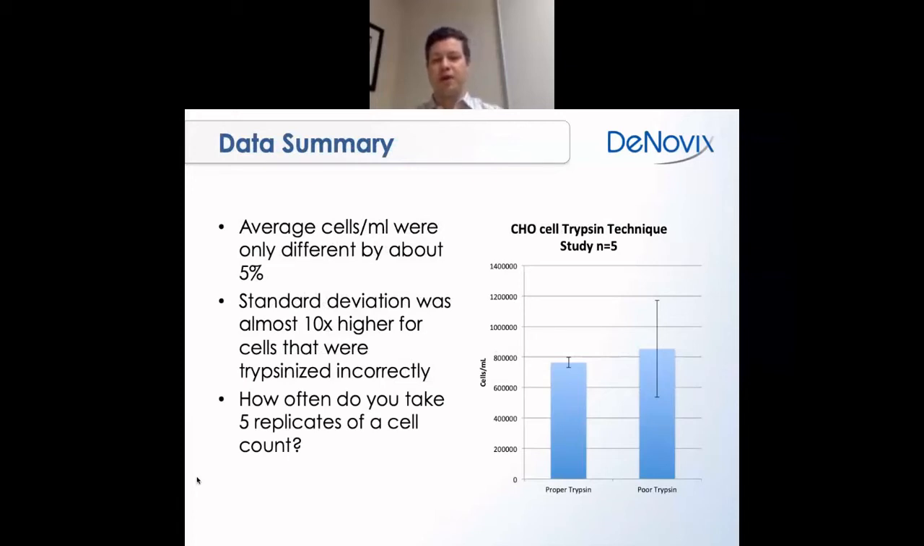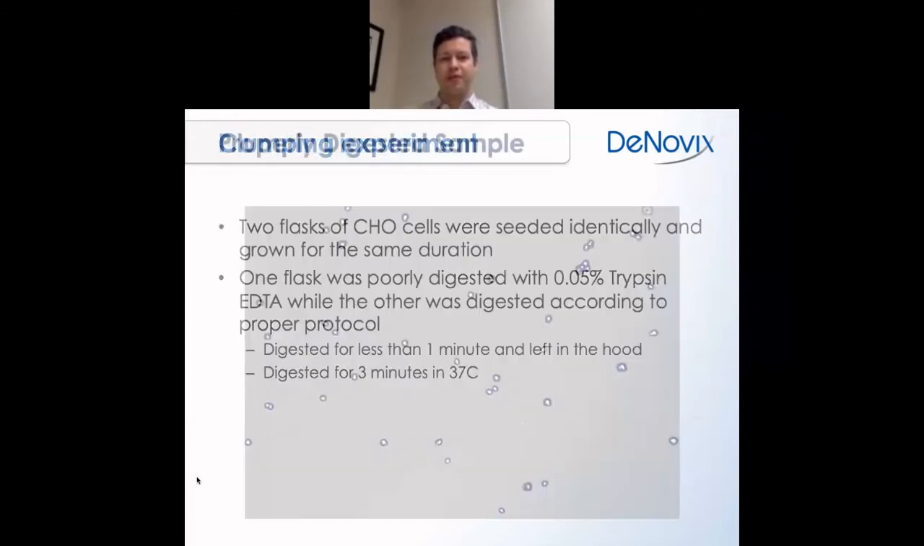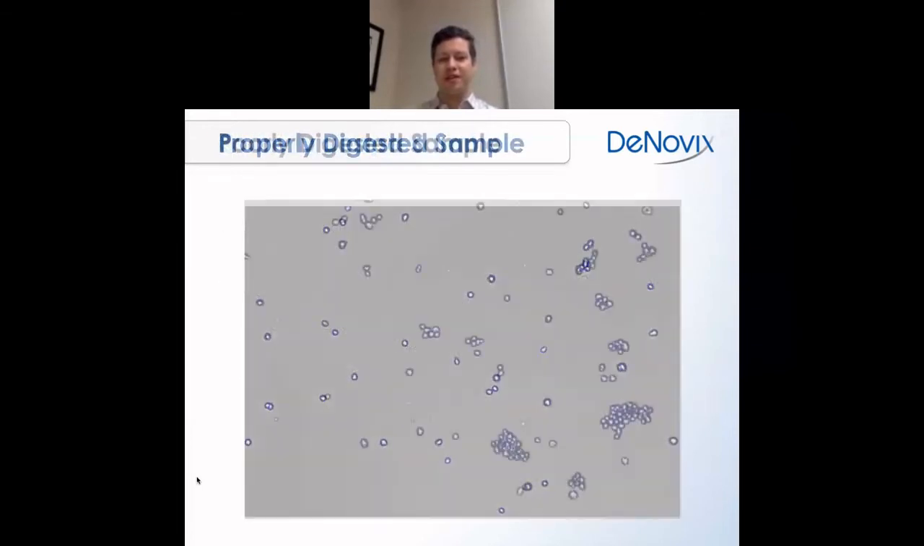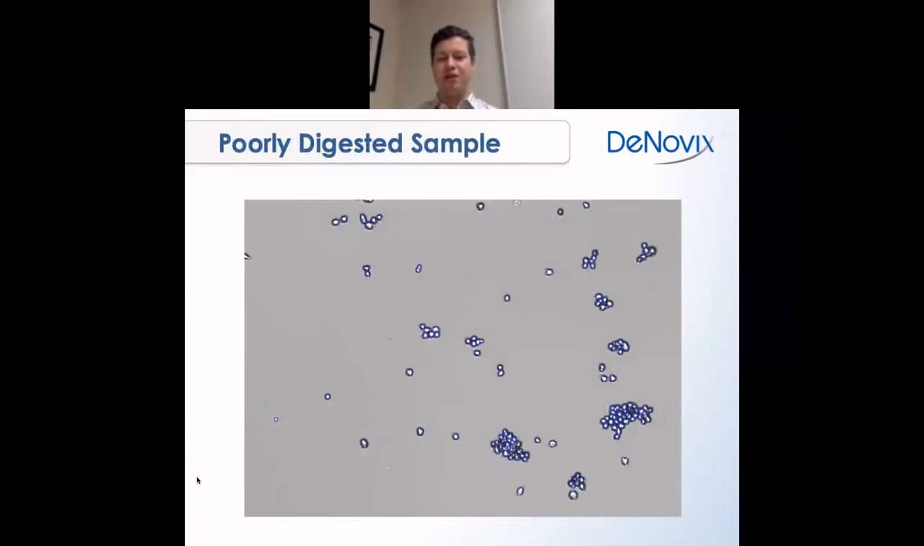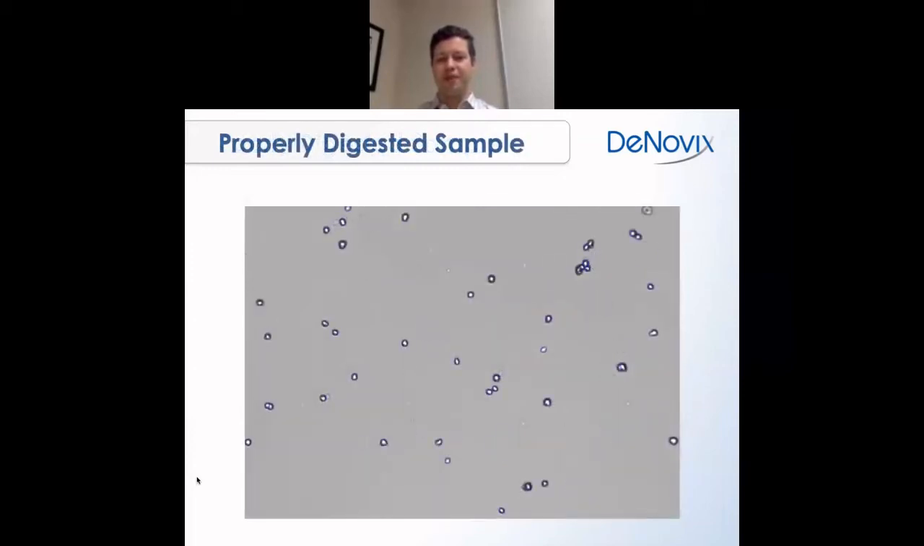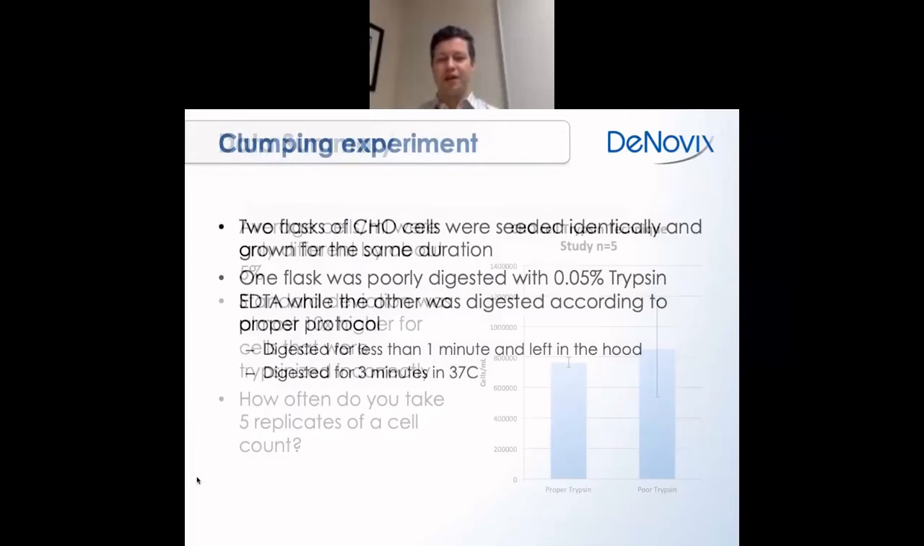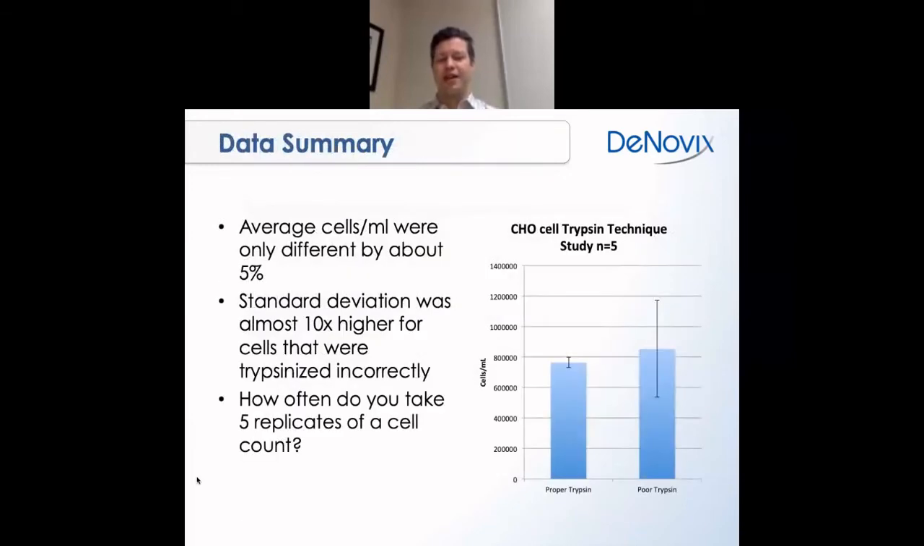And I did 5 replicates of each one on a CellDrop. What I found was that on average, I ended up with about the same number, which was encouraging. But for the poorly trypsinized flask, the one that looked like this, I had a huge standard deviation compared to the properly digested flask. I think my standard deviation was 10 times higher for cells that were trypsinized incorrectly.